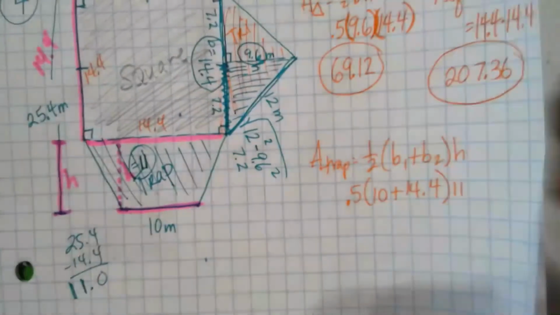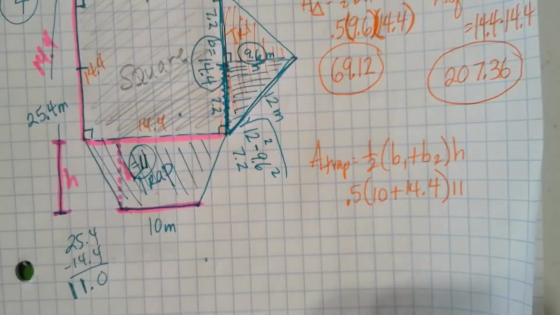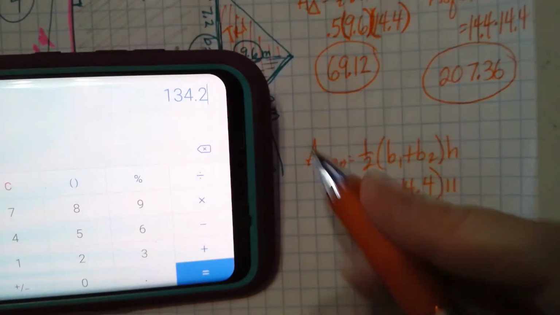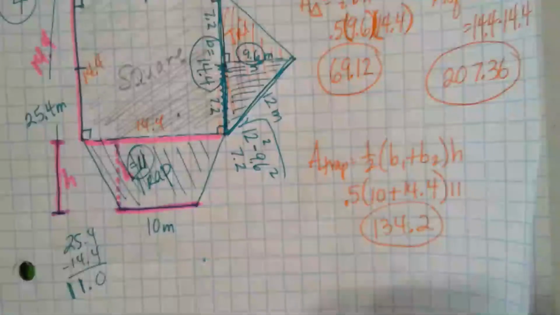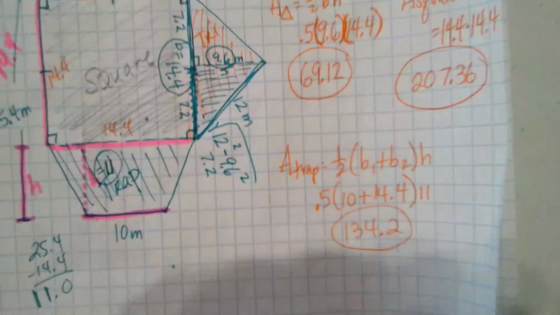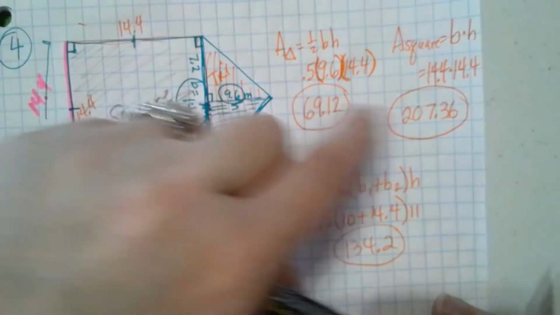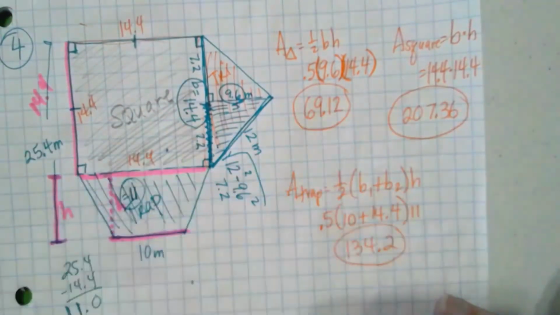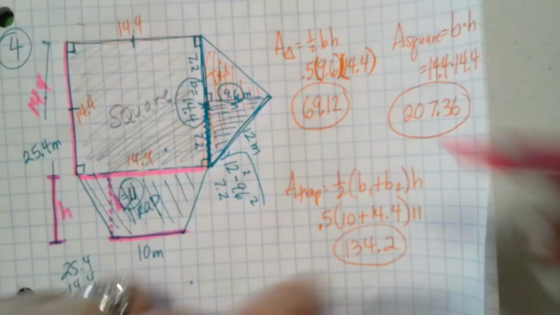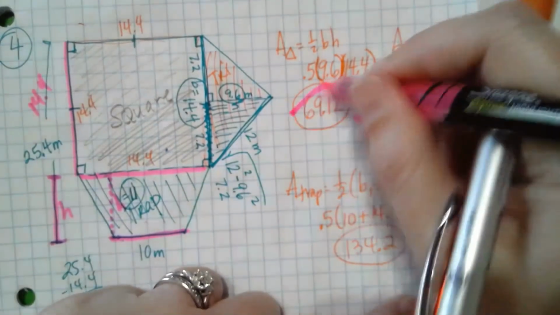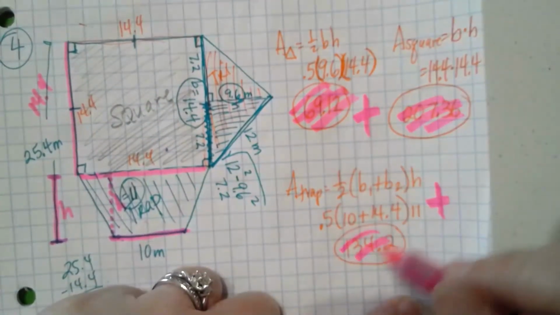Cool. Calculator. 0.5 parenthesis 10 plus 14.4 close parentheses times 11. 134.2. Okay. So the three individual shapes have areas of this. What am I going to do with those three numbers now? Add them together, right? This plus this plus this.